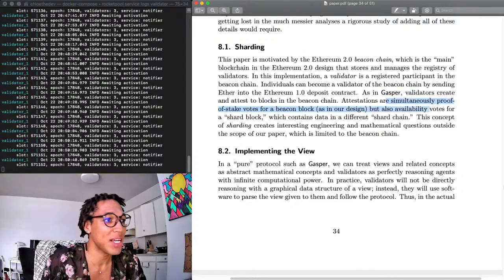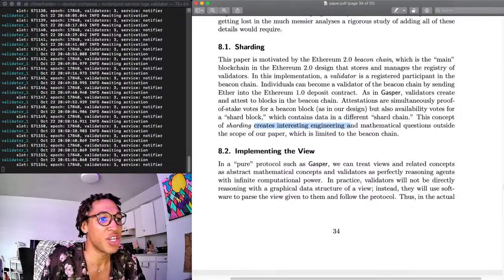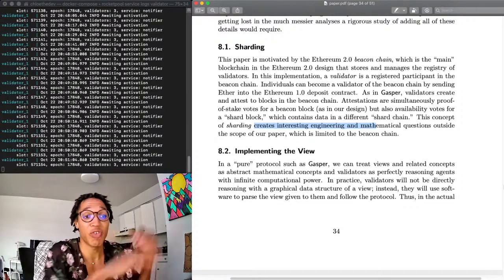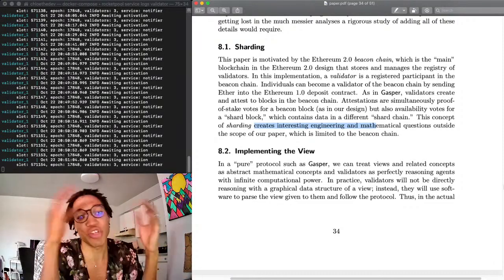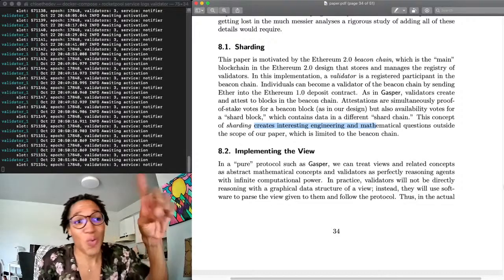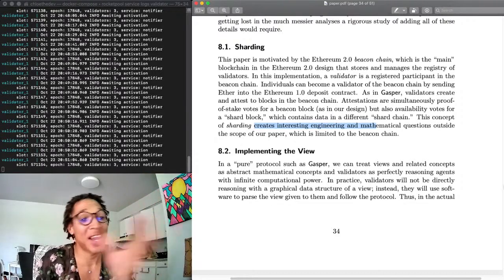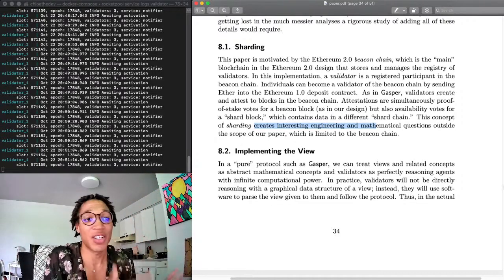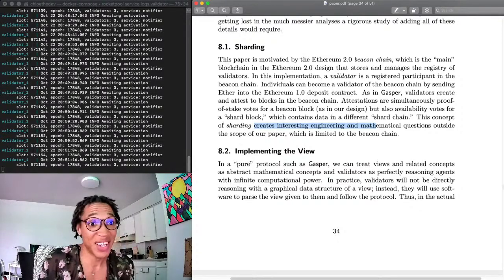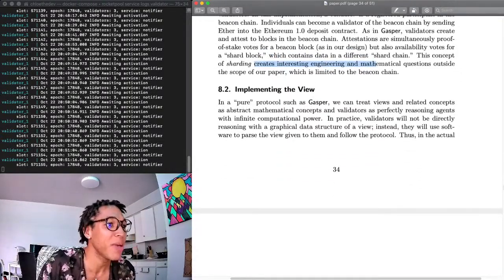Attestations are simultaneously proof of stake votes for a beacon block, as in our design, but also availability votes for a shard block, which contains data in a different shard chain. This concept of sharding creates interesting engineering and mathematical questions outside of the scope of this paper, which is limited to the beacon chain. So this paper is only about the beacon chain, not about sharding and all that stuff. As well, what you see above is just the beacon chain and a validator attaching to it, attesting on certain data, different checkpoints. Implementing the view.